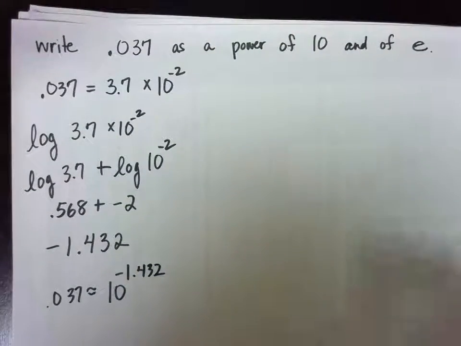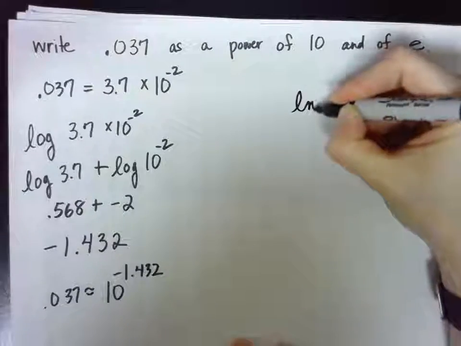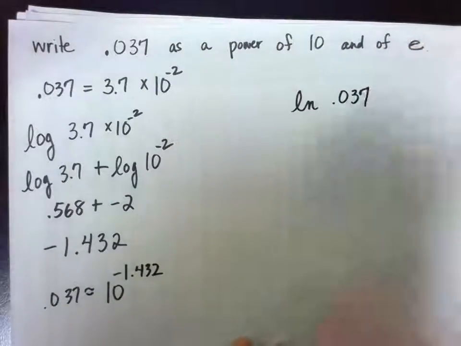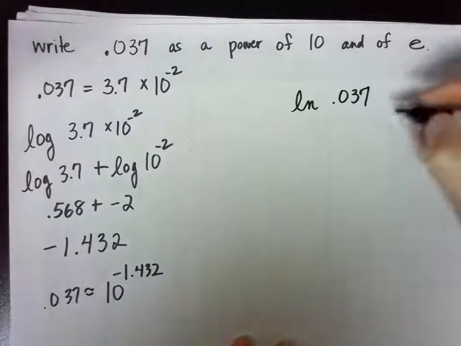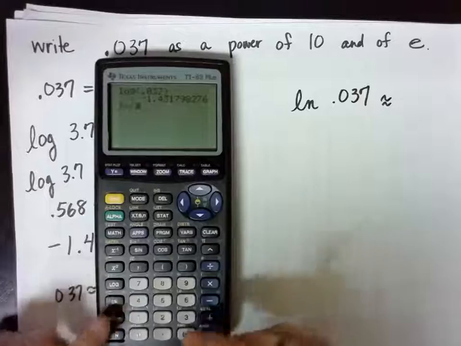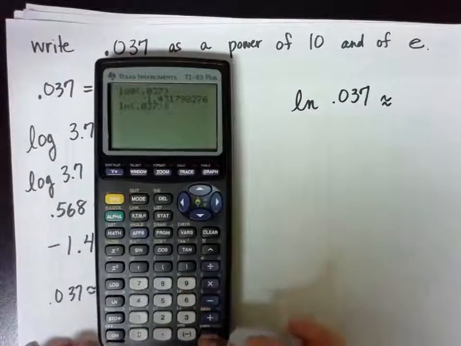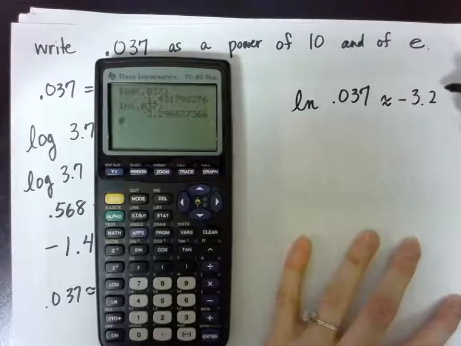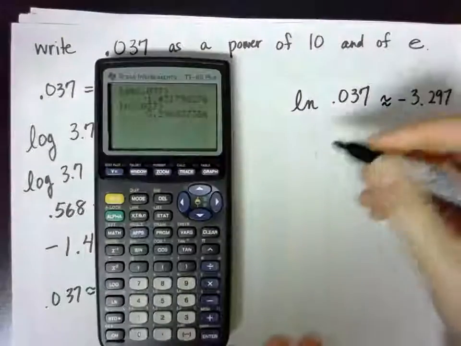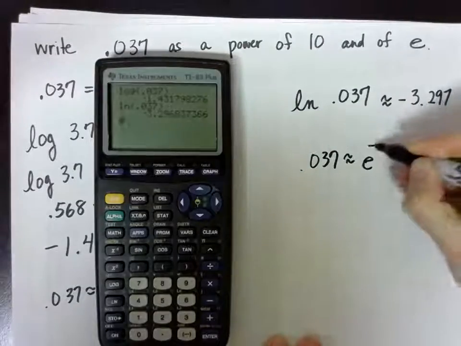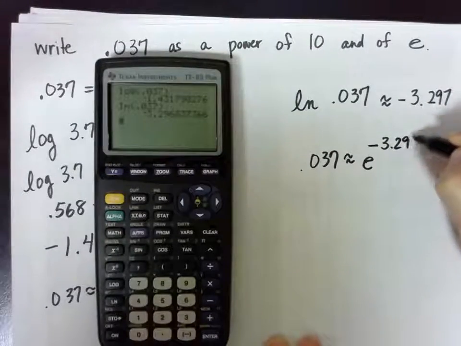Finally, let's do the e. So we'd have to take the natural log of 0.037. And that is roughly negative 3.297. So 0.037 is roughly e to the negative 3.297.